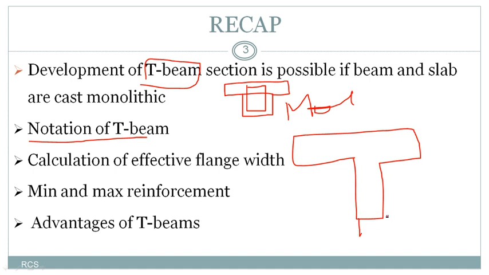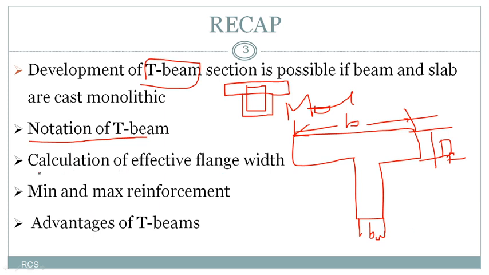So this is the web, I can write it as BW, that is the width of the web of a T-beam, and this is the actual width of the T-beam, right? And this is the depth of the flange. I can generally designate it with DF, and we have discussed the definitions of these terms in the previous class.